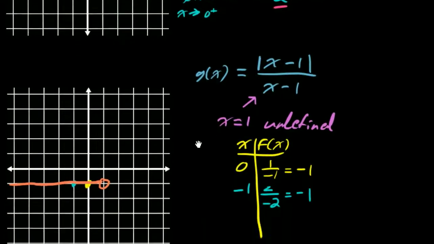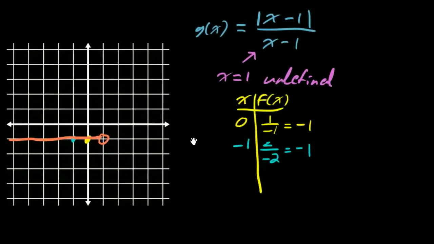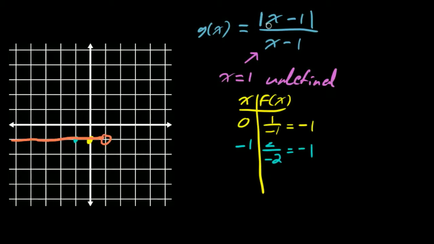But you can also have this type of jump discontinuity where you're taking the absolute value, where absolute value is somehow involved in your function. Typically it's of this form, where you've got the absolute value of something divided by that same something. So anyway, let's keep going with this.